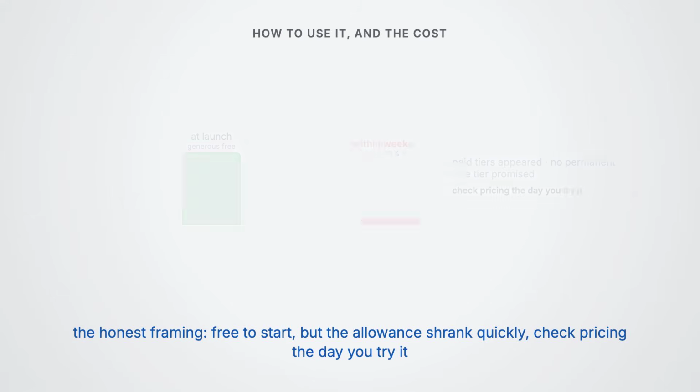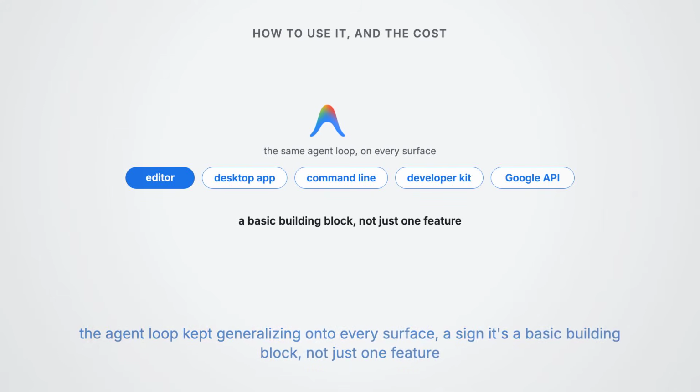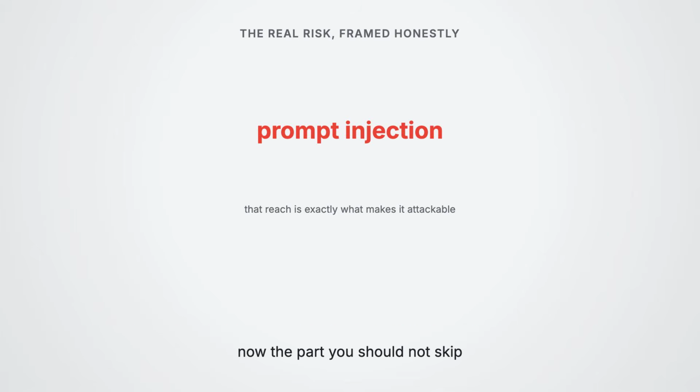And the idea kept spreading. About 6 months after launch, the same agent machinery showed up as a desktop app, a command line tool, a developer kit, and a way to run managed agents through Google's API. The lesson is not the feature list. It is that the agent loop kept generalizing onto every surface, a sign it is a basic building block, not just one feature. Now the part you should not skip.